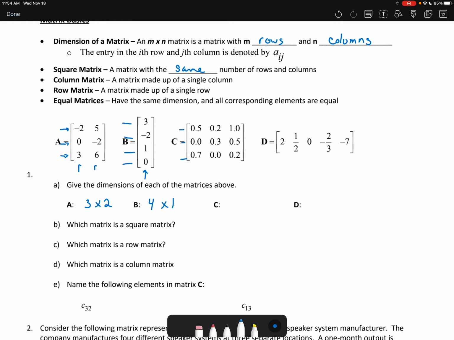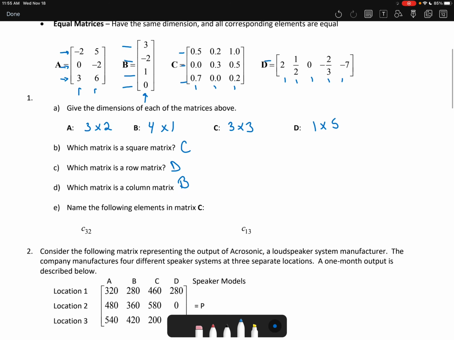C actually is a 1, 2, 3 by 1, 2, 3. So a 3 by 3. And D has a single row with 1, 2, 3, 4, 5 columns. So 1 by 5. Which of these matrices is a square matrix? Well, that would be matrix C. It's the only one with equal rows and columns, a 3 by 3. Which matrix is a row matrix? So the one with a single row is matrix D. The column matrix is matrix B, a single column.